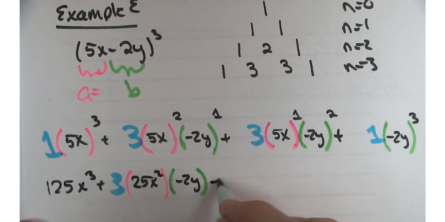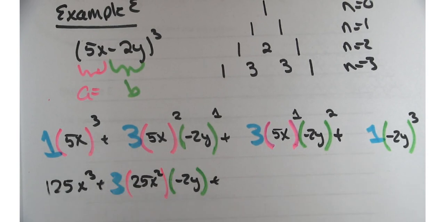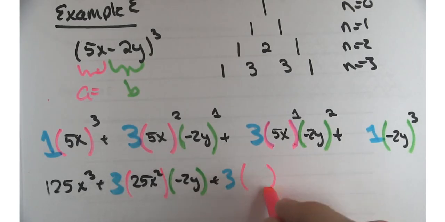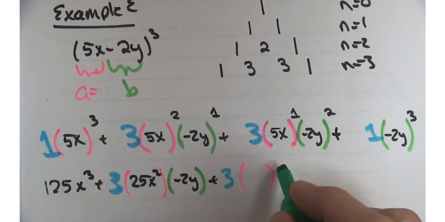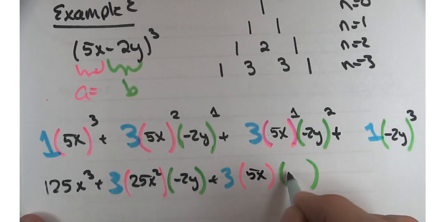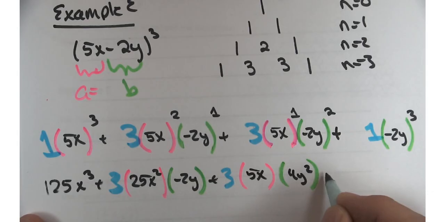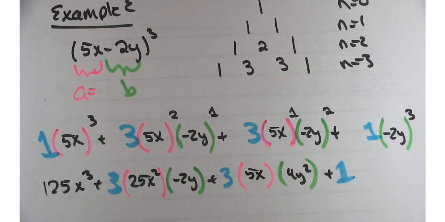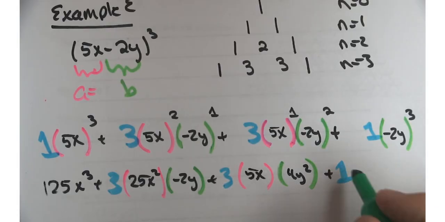Plus, again, we got that 3 and a 5x term. Nothing's going to happen to that. But the 2y term, the minus 2y term, that gets squared. So 4y squared, well done. Plus 4y squared. So I've got a 5x and a 4y squared. And the last term, I could probably ditch the 1, but I'm just keeping it there so you can track things a little bit easier.